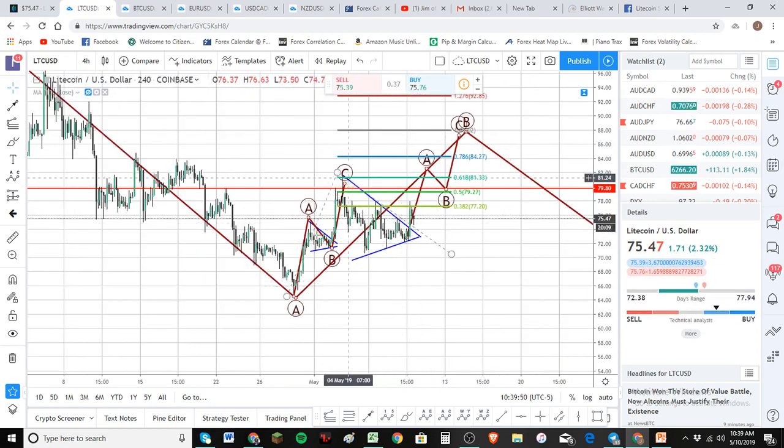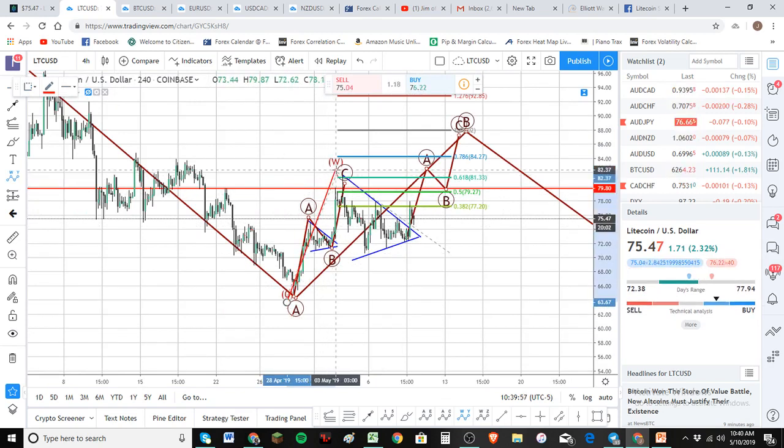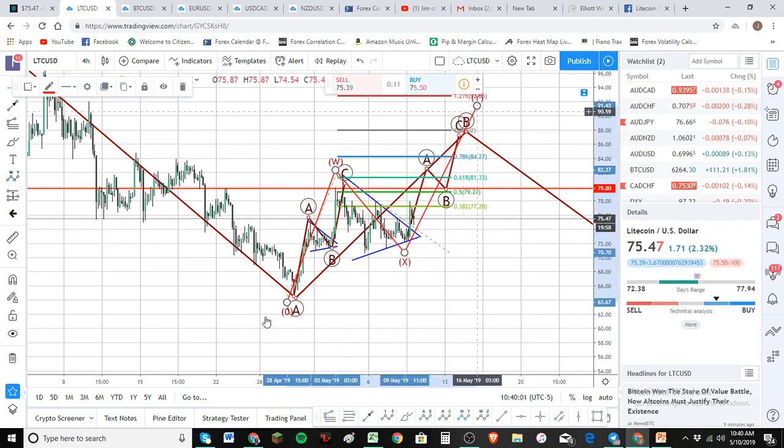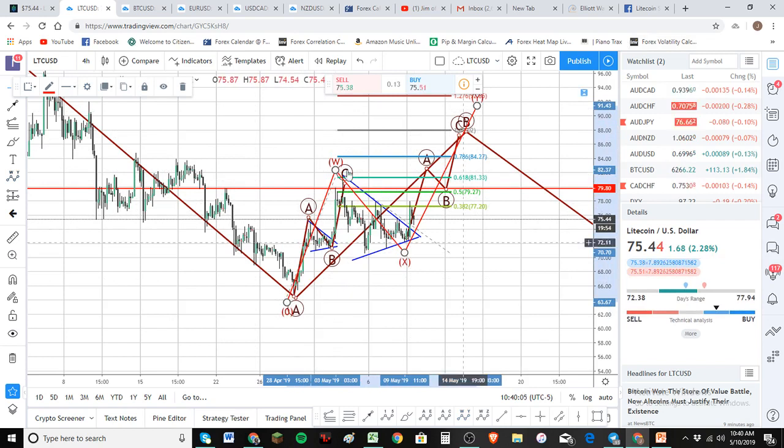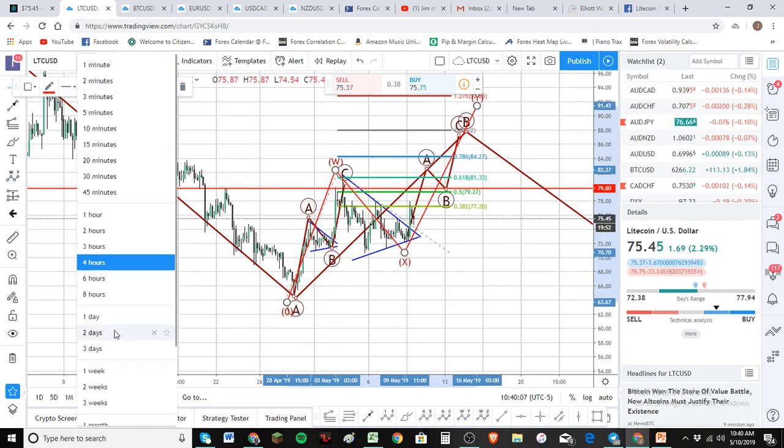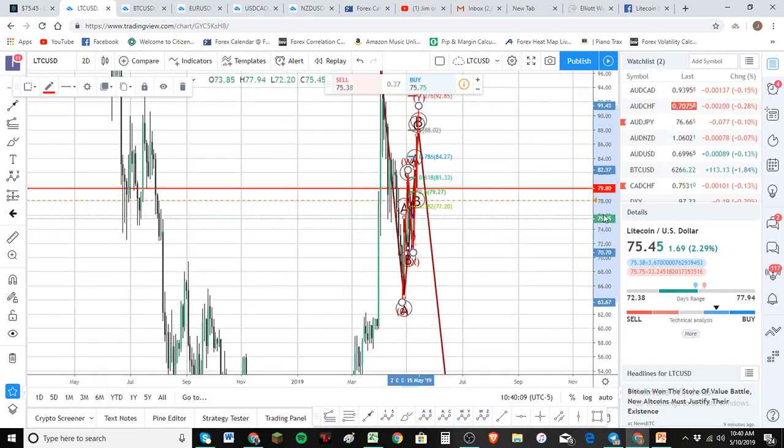All right, so the overall count of this would then be W. This first ABC would be a W. This would be an X wave, and this would be the Y wave. This would be a double correction, okay? And then we'd be coming down. And then if you want to get a little bit deeper into Elliott wave, what you would really have then.